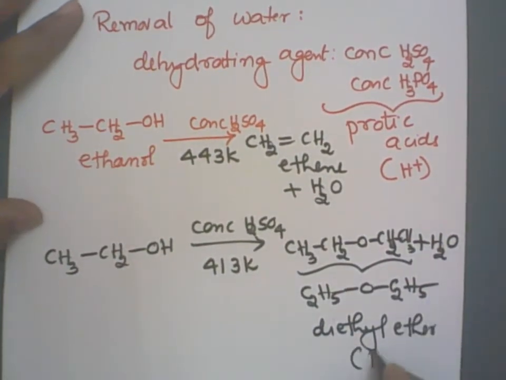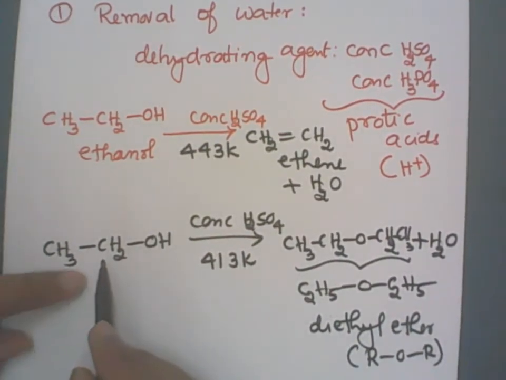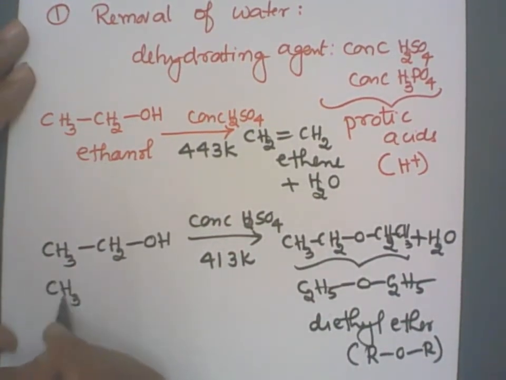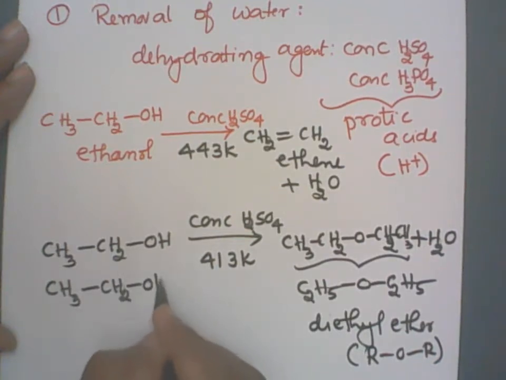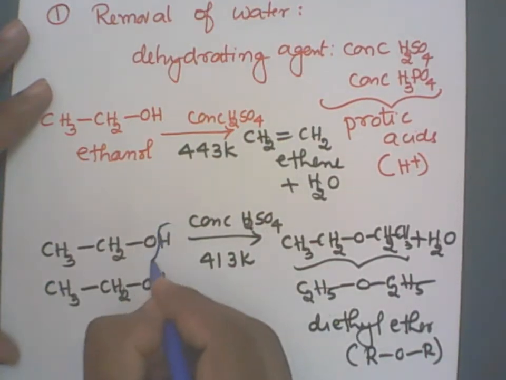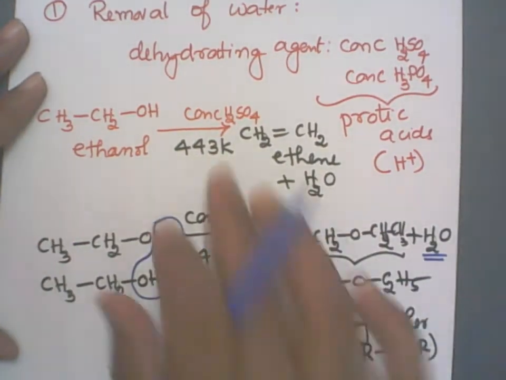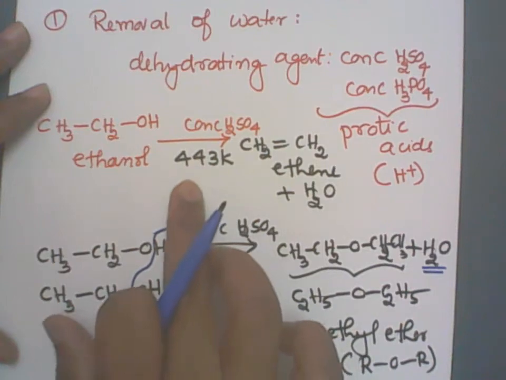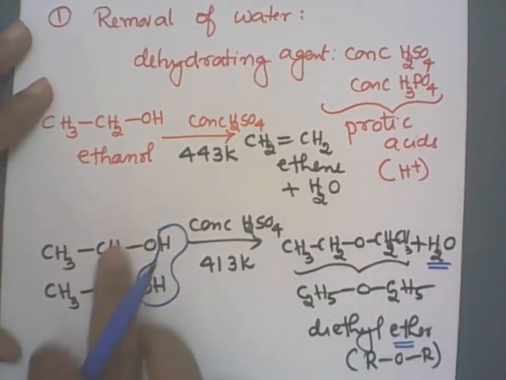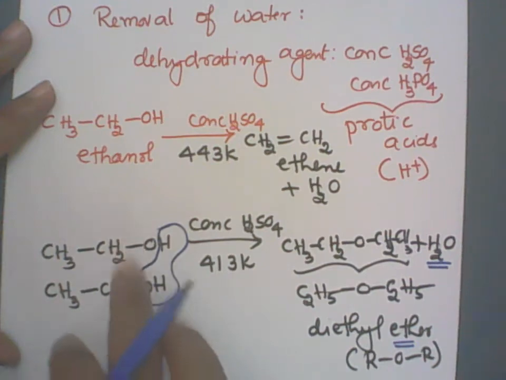Ether functional group, ROR, general formula. Now, when I look at this structure, how would I expect this product? For that, I require one more molecule of ethyl alcohol. Using two molecules of ethyl alcohol, we can remove water molecule H2O. Therefore, we get water as the side product. So it all depends on the conditions used. Higher temperature, alkene. Lower temperature, ether is formed.